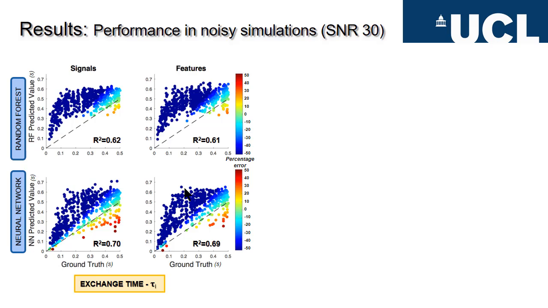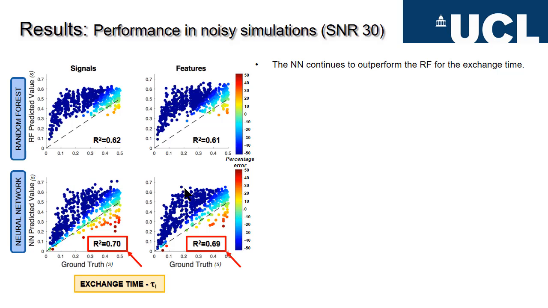So here are the results with the performance in the noisy simulations. We see that the noise affects the correlation coefficient and the accuracy of the predictions for the exchange time. However, the neural network continues to outperform the random forest. The exchange time is still quantifiable with a consistent positive correlation.